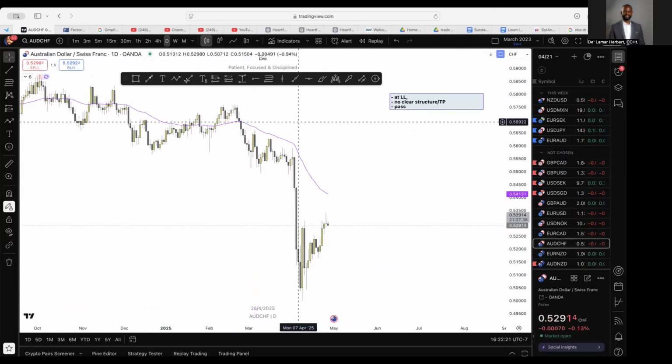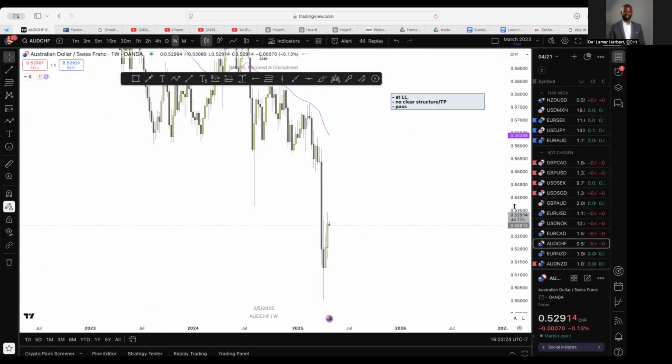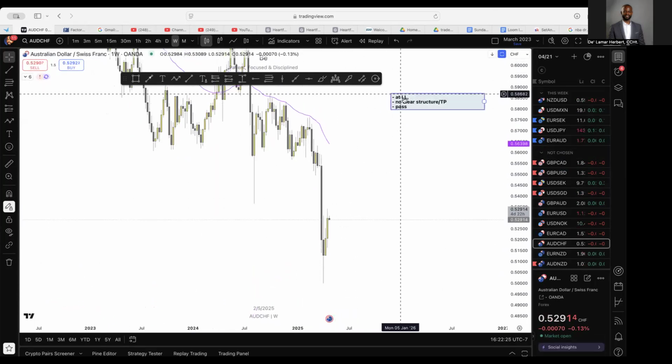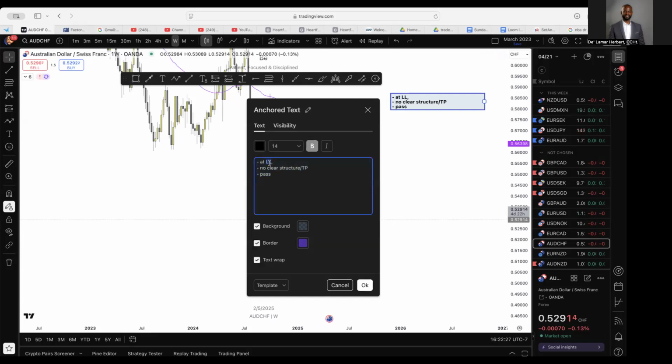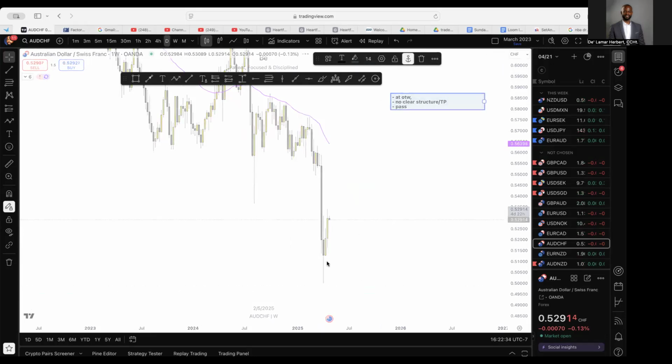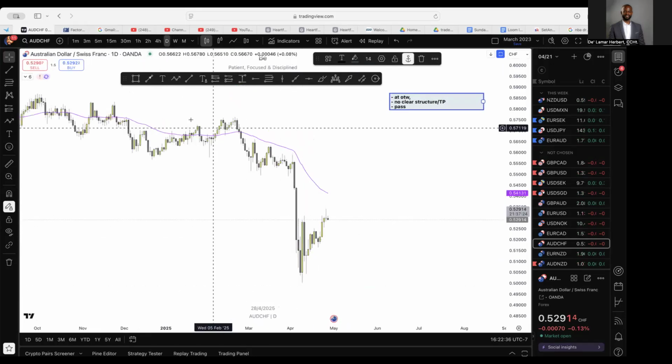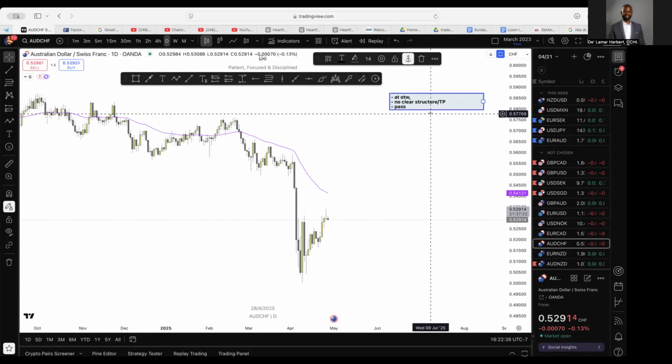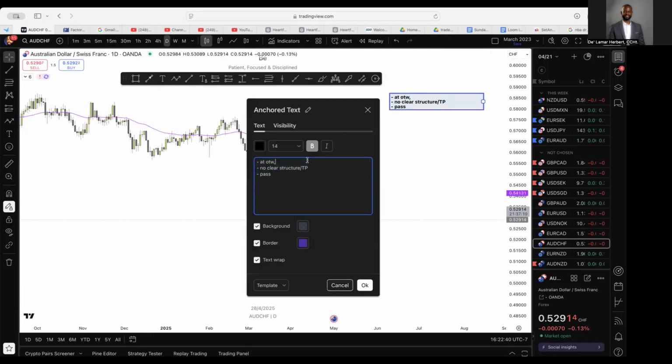Pass. AUDCHF. We're at the lower low, see here on the weekly, but we're making a pullback, right? So we're on the way, we'll say. What will we look for? We'll look for sales because we're in sync with both weekly and daily, right?